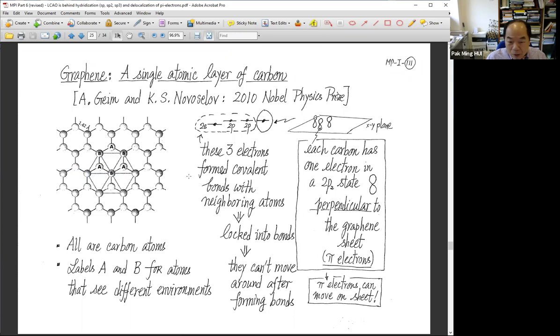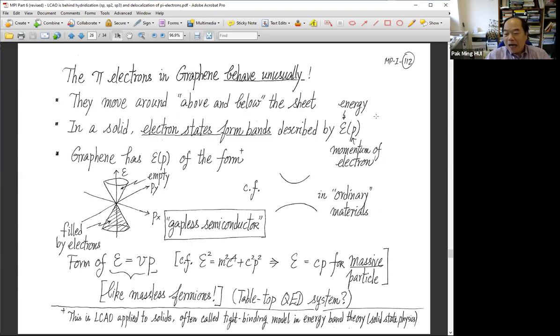But remember, for the carbon, if they do sp2, there's always a pz still not involved in bonding. Then you can think that every atom has such a thing sticking in and out of the xy plane, and then what happened to them? Just like what we discussed, they could delocalize themselves living on this graphite. And very interestingly, what happened to them is the following.